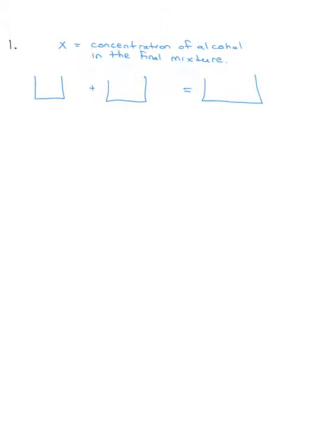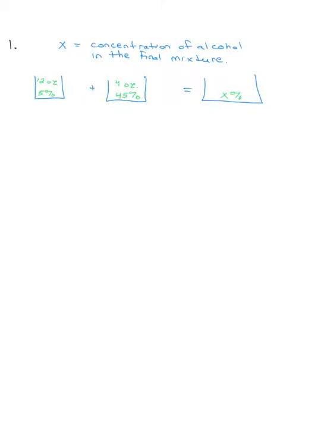For the first question, we are solving for the concentration of alcohol in the final mixture. So we're starting with 12 ounces of something that is 5% alcohol, and we are mixing that with 4 ounces of something that is 45% alcohol. So the concentration in the final mixture, the thing we're solving for, is, well, what's the percent of it?